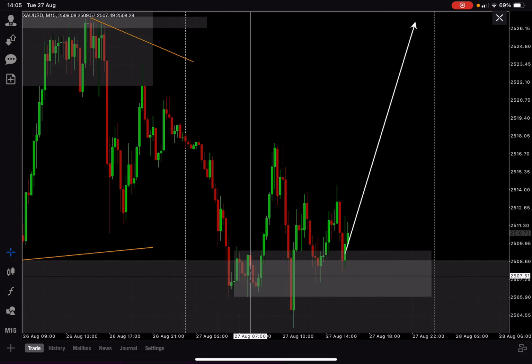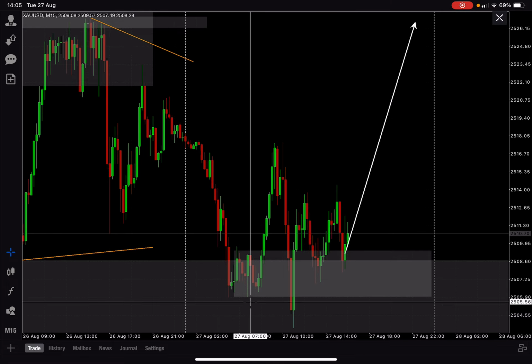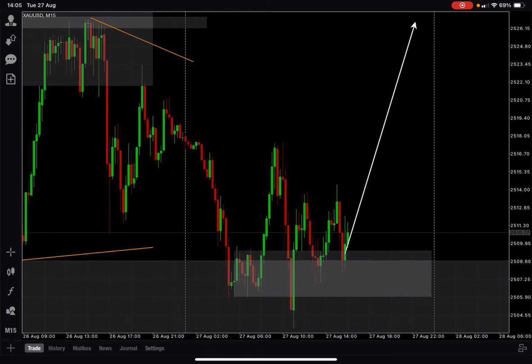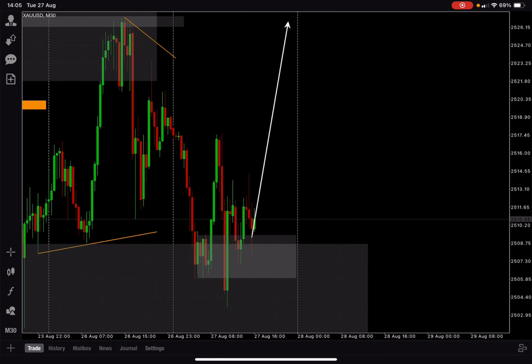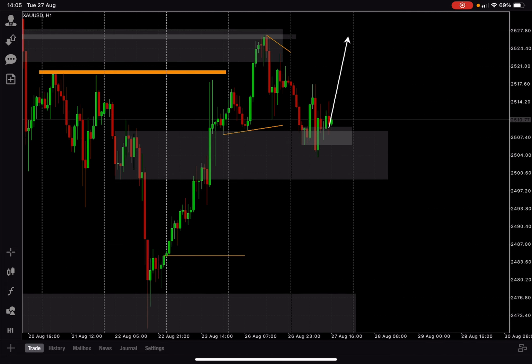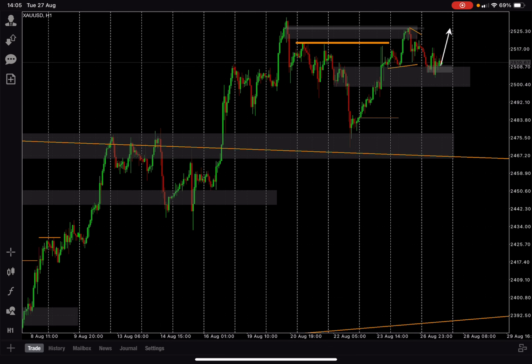Here's your consolidation, fake out to the downside, collects that. Now you're looking for impulse move up. You might even see that while I'm recording this video. So that is what you're currently looking at.